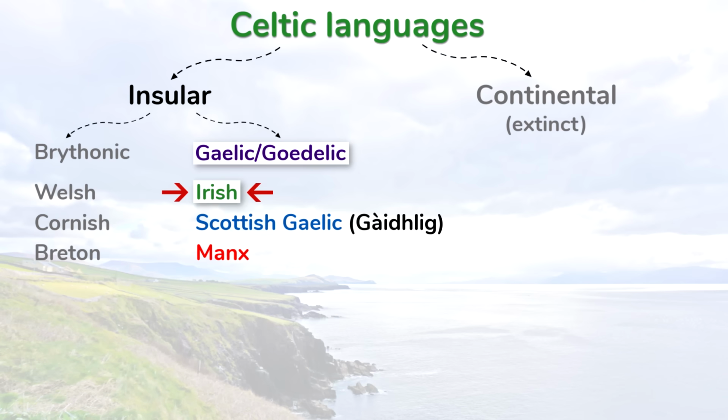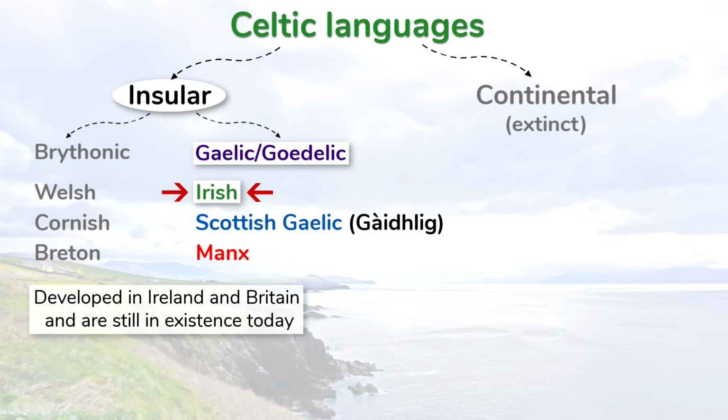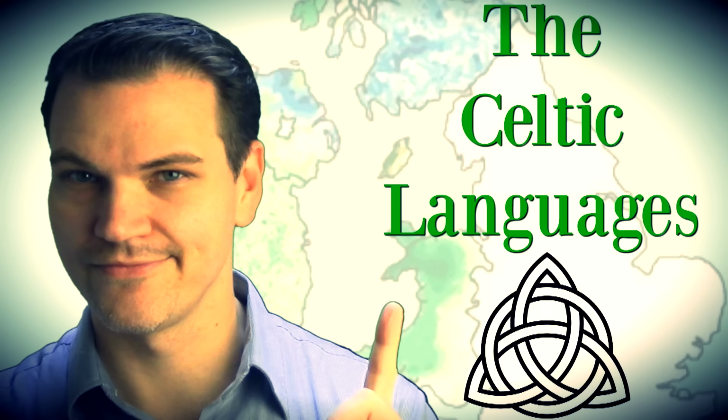Irish is a member of the Gaelic or Gaeilge language group, one of the two groups of insular Celtic languages, the Celtic languages that developed in Ireland and Britain and are still in existence today. For more background information on the Celtic languages in general, check out my video on that topic right here.